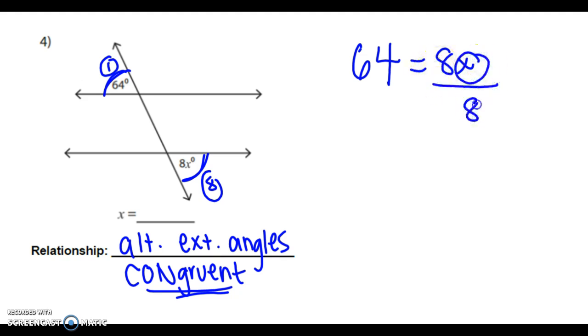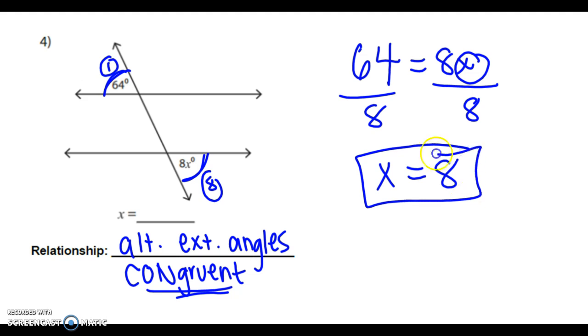I solve for x. In this case, a pretty easy introduction. We just have to divide both sides by 8, and we get that x equals 8 degrees. So the difference is just that congruent angles mean they're equal to each other, not to 180 degrees, and so that's how you'll set it up.